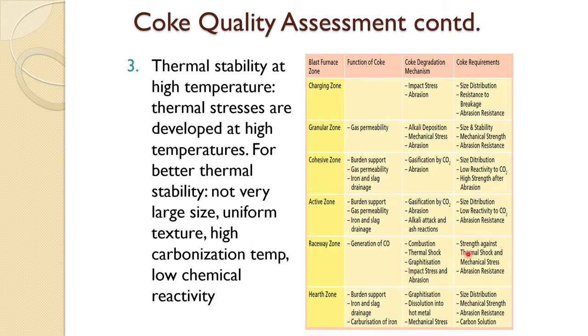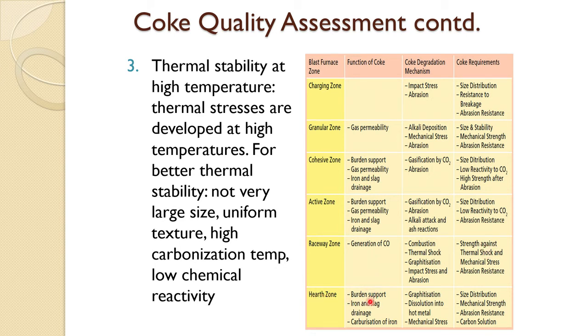So, strength against thermal shock, because thermal shock is due to the thermal stresses which come, and due to that it may disintegrate, you do not want that. When we were looking at the picture of the dissected blast furnace, you saw that after the raceway region there is quite a big deposit of small particle coke, that is mostly by abrasion and disintegration that occurs. So, mechanical stress, abrasion resistance. So, these are the requirements of the coke.